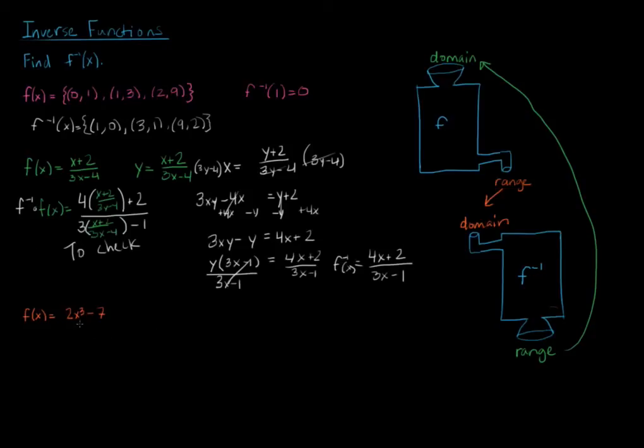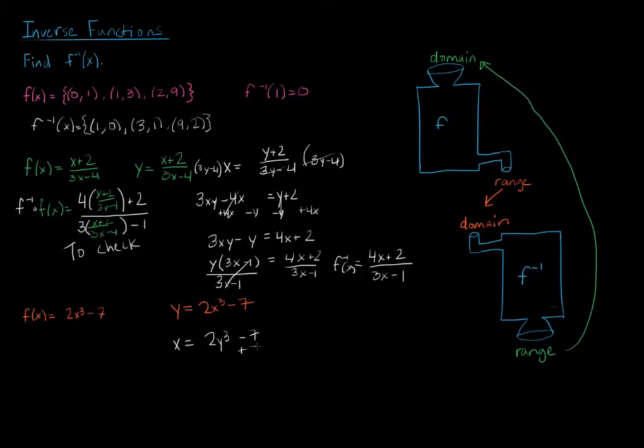So the third equation is f of x equals 2x to the third minus 7. So if we rewrite that in y equals format, that's y equals 2x to the third minus 7. So then if we want to solve for the inverse function, we switch x and y. So x equals 2y to the third minus 7. And then we solve for y.